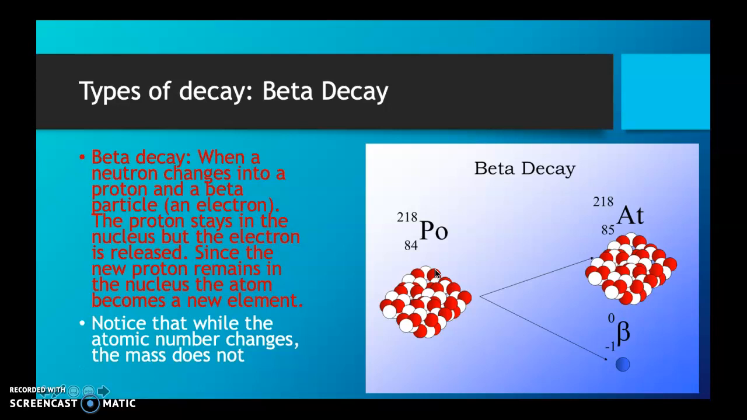Again, this is going to change what type of atom we have because we now have one more proton than we did before. So our atomic number goes up by 1. But our mass does not change. And the reason the mass does not change is because electrons are so small, they don't add mass to the atom. So even though an electron is released, the atomic mass stays completely the same.